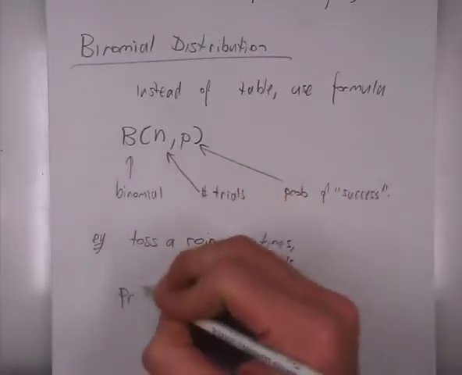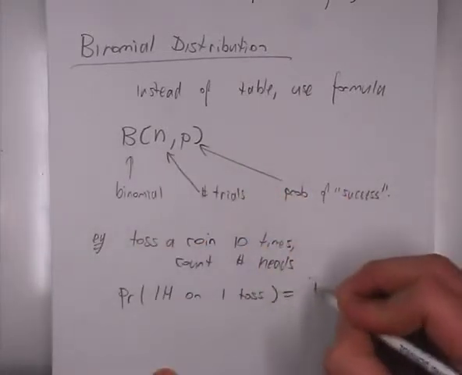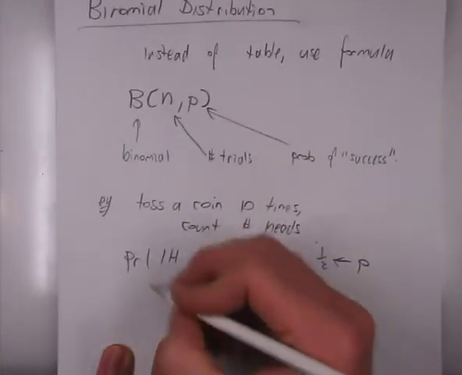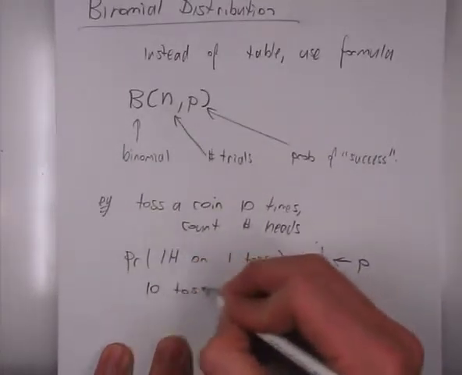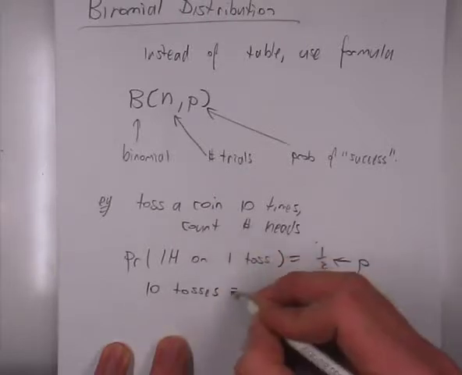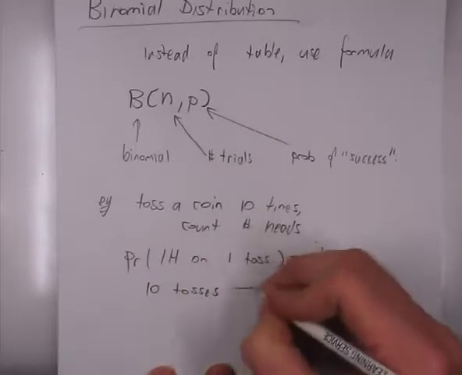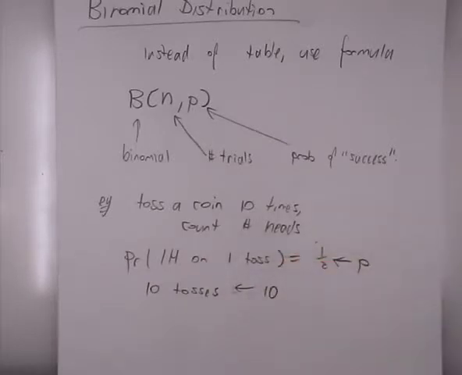The probability of one head on one toss is a half. That's the p that goes in this formula. I've made 10 tosses, so that's my n is 10. So it's a binomial situation.